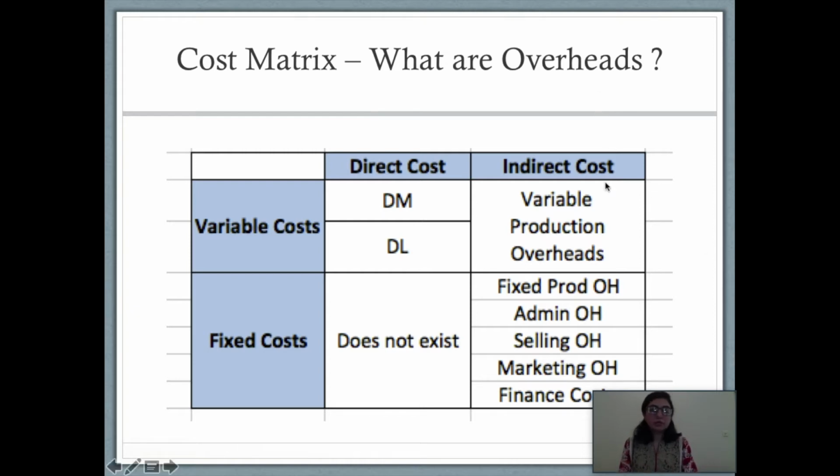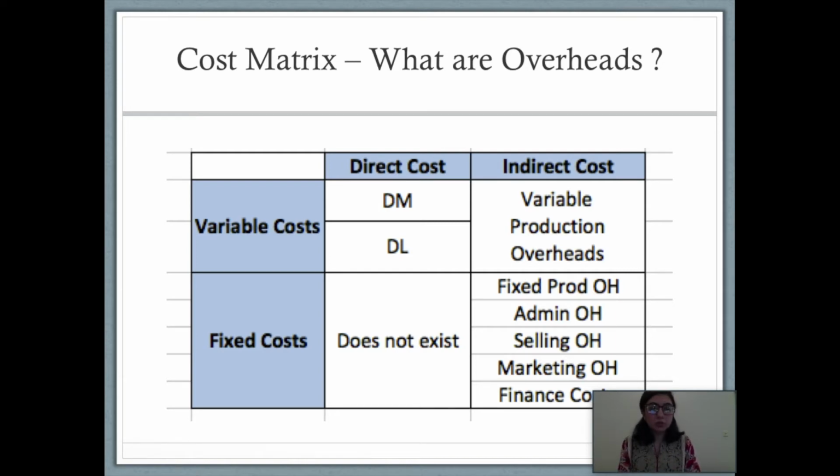Then we come to indirect cost. Indirect costs can be production overheads. Now I've introduced the word overheads. So now overheads are actually indirect costs. So it is another name for indirect costs, costs that have nothing to do with the direct production of the units, but these are costs that are still supporting the overall production, right?